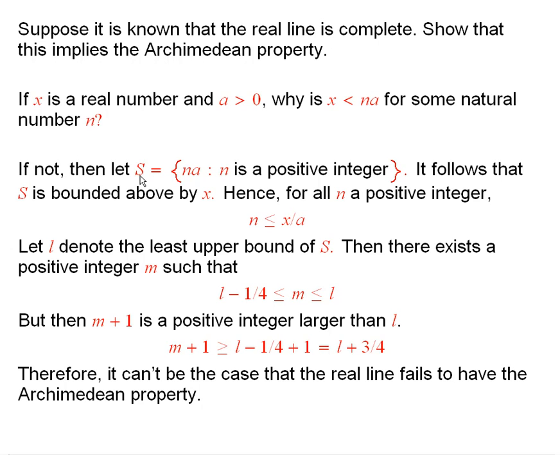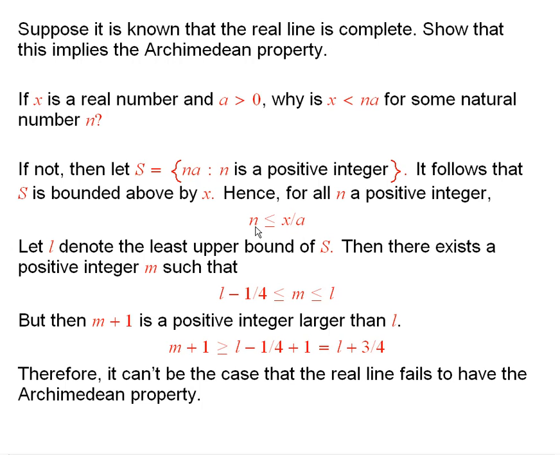Well, then you could look at the set of n times a, where n is a positive integer. And this set would have to be bounded above by x. See, because nothing in the set is ever bigger than x, so x is bigger than or equal to all these things. So therefore, if I divide through by a, I find an upper bound for all of the positive integers: n is less than or equal to x over a for all n.